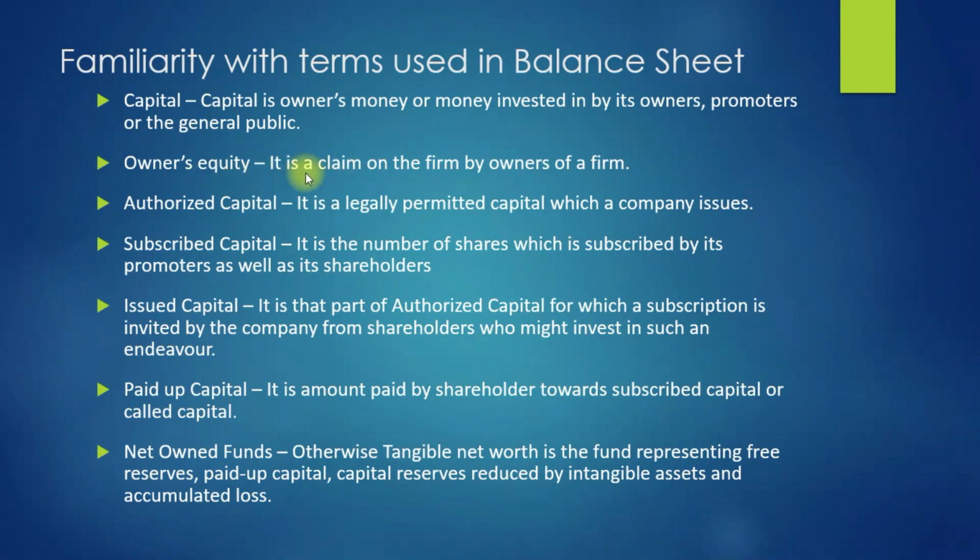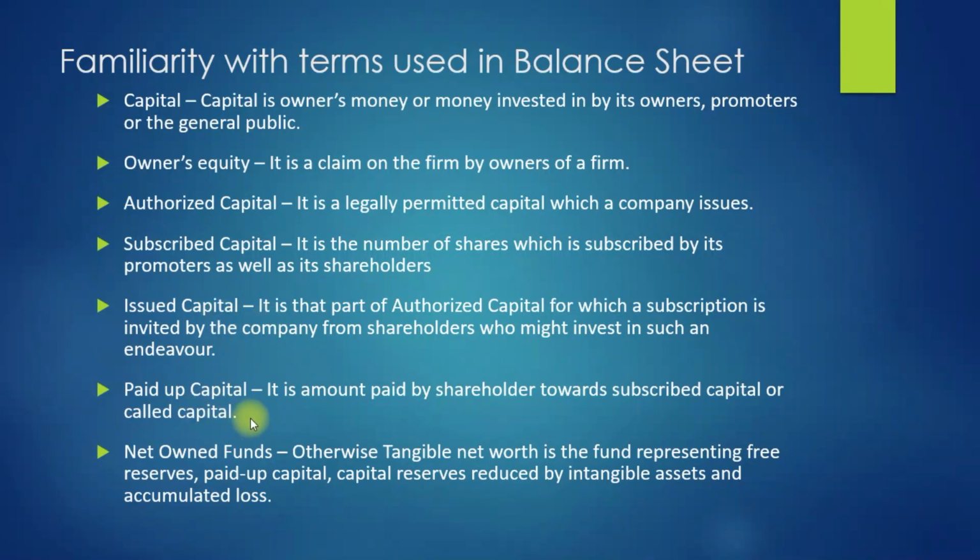Next is owner's equity, which is a claim on the firm by owners of a firm, which is self-explanatory. Next is authorized capital, which is a legally permitted capital which a company issues. That is in the case of issue of shares, etc. Subscribed capital is a number of shares which is subscribed by its promoters as well as its shareholders. That is what is subscribed capital, which is also a very important term in the balance sheet. Issued capital is that part of authorized capital for which a subscription is invited by the company from shareholders who might invest in such an endeavor. So that is what is issued capital.